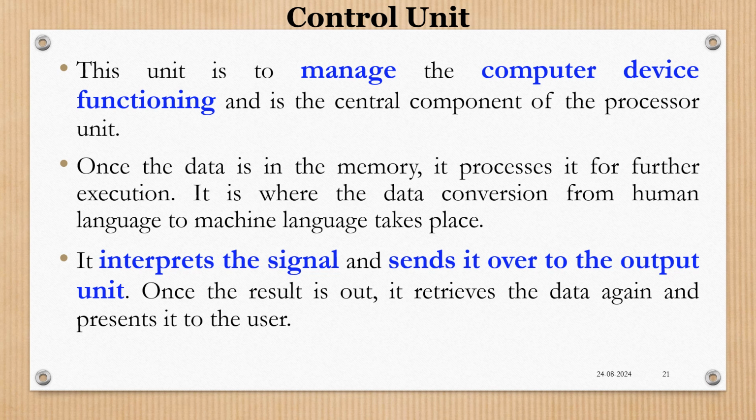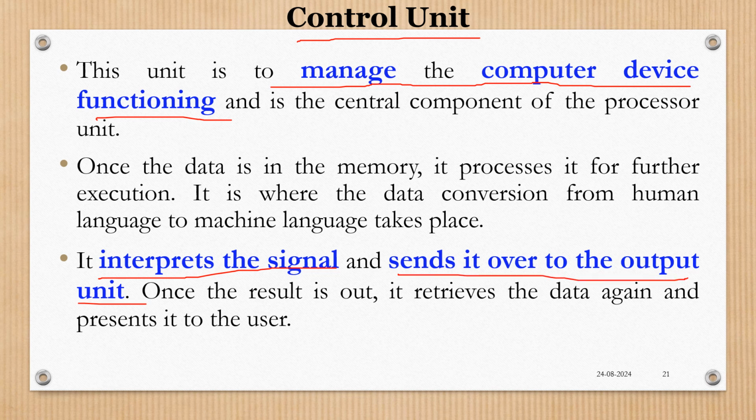Because all the instructions are kept in the storage memories. Next one is the control unit. So the control unit is basically managing the devices and components that are attached in a system. It basically works as a manager of the computer devices and their functioning, and it is the central component of the computer system.